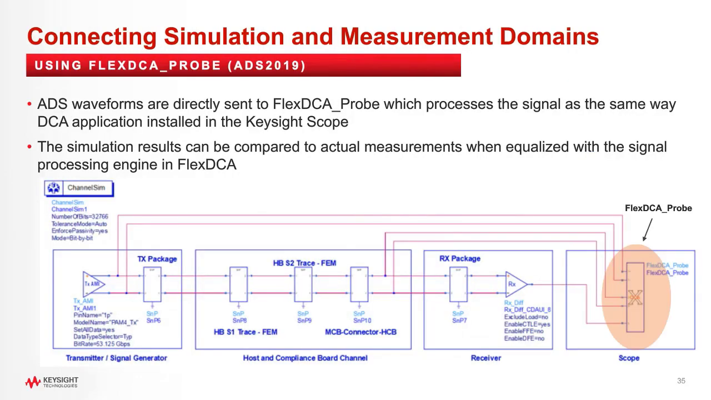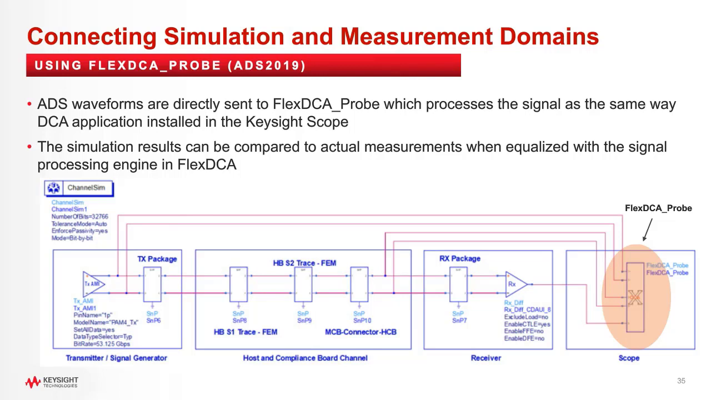Although the use of generic RX gave us a good solution, the fourth order Bessel-Thomson low-pass filter is still missing against the specification. We can resolve this issue by sending the simulated waveform from ADS directly to the DCA scope by using a special probe called the FlexDCA probe, developed for connecting simulation and measurement domains together.